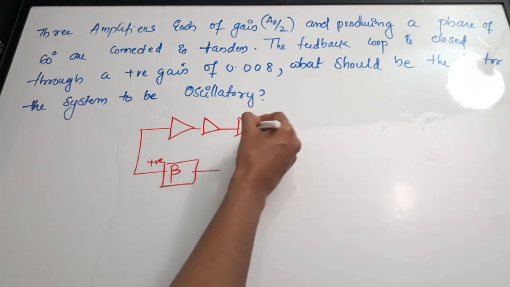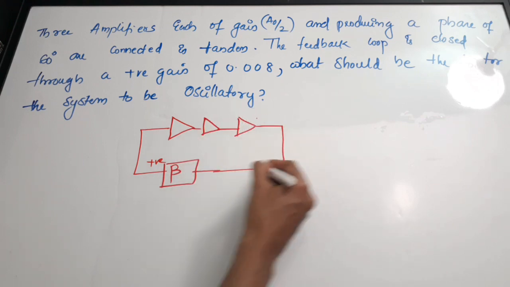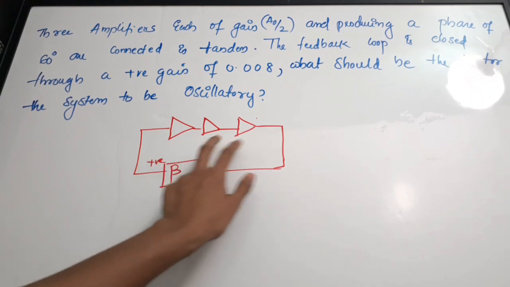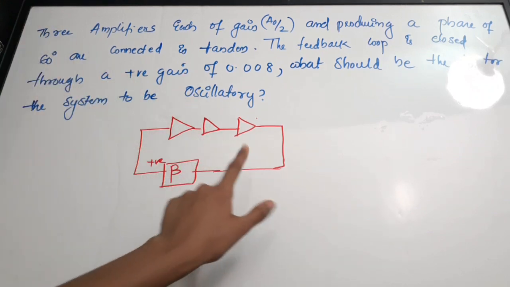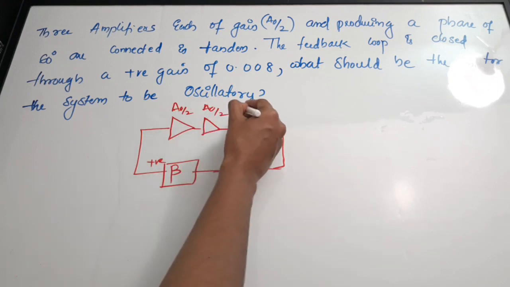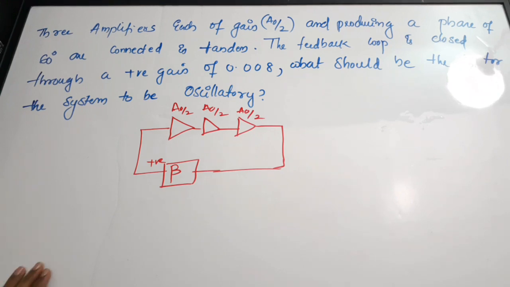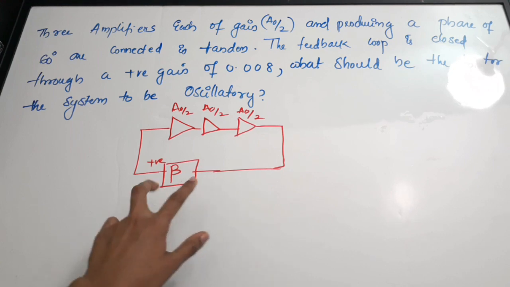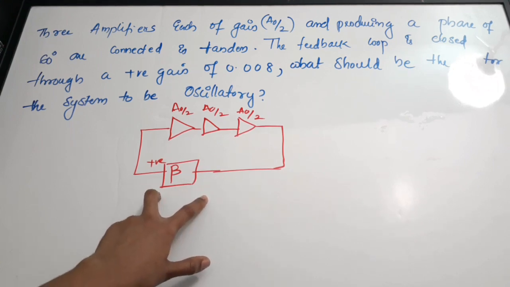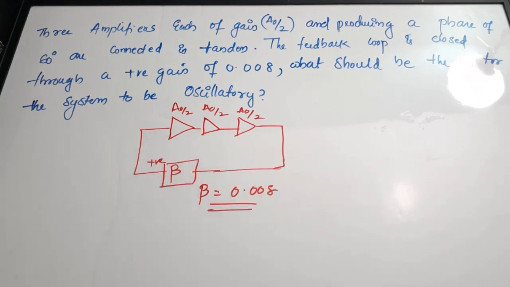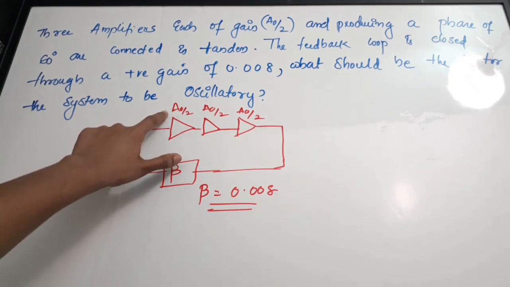That is like this. Then again there should be a feedback circuitry. Only then oscillations will be produced, right? So these 3 amplifiers are connected together and each of these amplifiers is having a gain of A0 by 2, A0 by 2 and A0 by 2, right? Then the feedback loop is connected through a positive gain of 0.008. The gain of the feedback loop means the feedback factor beta equal to 0.008. Right. Now, what should be A0? We don't know A0. We have to find what is A0.